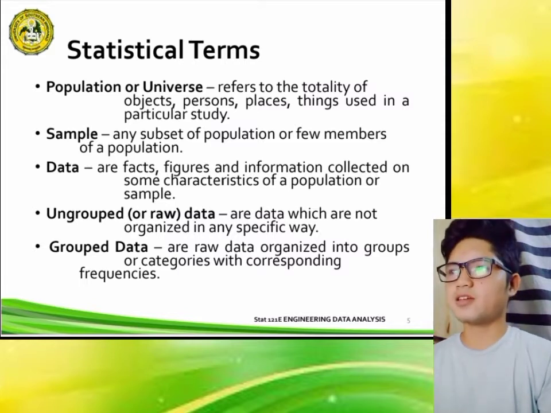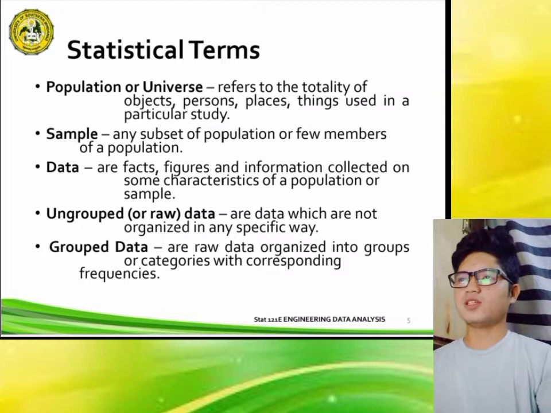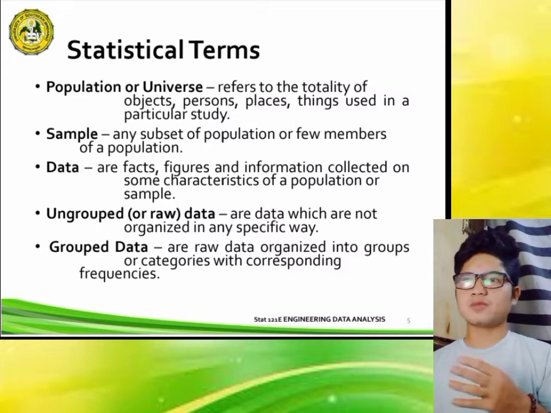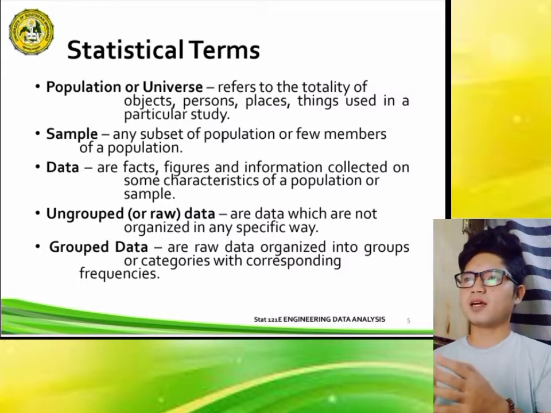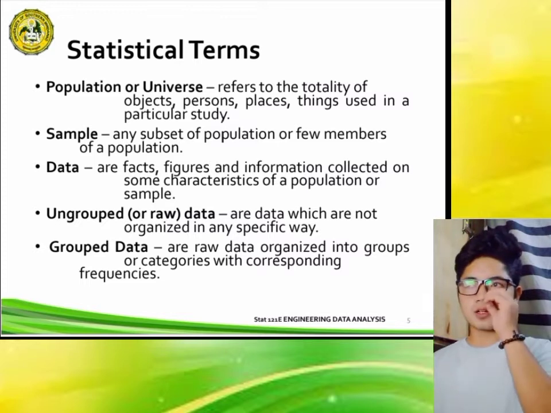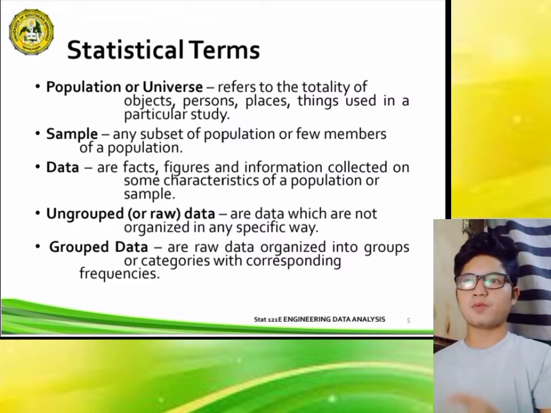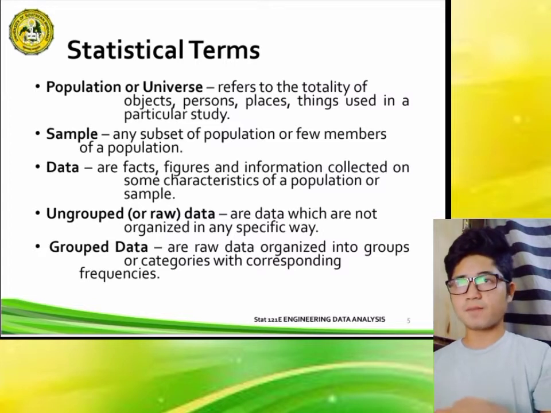And then we have here ungrouped or raw data. So our data which is not organized in any specific way. So ito is hindi pa siya na-organize nga from the word itself. And then we have grouped data, our raw data organized into groups or categorized with corresponding frequencies. So ito naman is yung kabaliktaran ng ungrouped data. So yung sa grouped data naman is para mas madali mong ma-interpret yung data mo, kailangan organized. Kasi pag naka-group na yung data mo, mas mabilis ka nang ma-come up with your own conclusion.